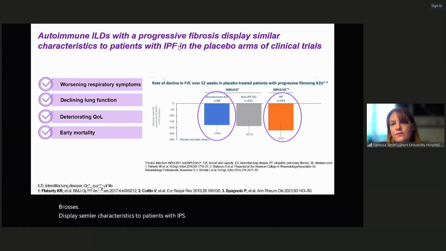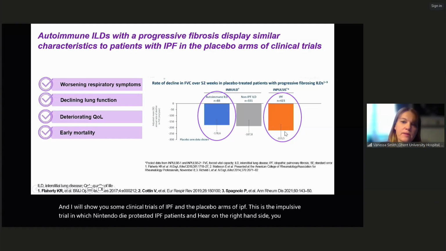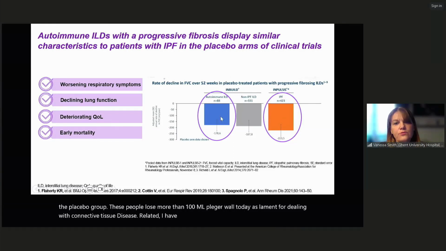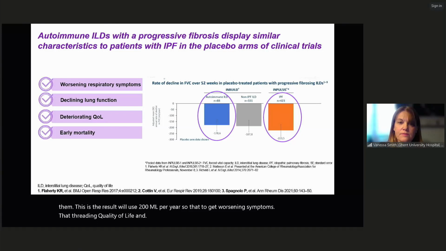And I will show you some clinical trials of IPF and the placebo arms of IPF. This is the INPULSIS trial in which nintedanib was tested in IPF patients. Here on the right-hand side, you can see the placebo group. These people lose more than 200 ml per year. Today, we're dealing with connective tissue disease-related ILD. If these patients are progressive and are not treated, then this is the result. They lose 200 ml per year, so they do get worsening symptoms. They have a declining lung function, a deteriorating quality of life, and a high mortality, as in our IPF patients.